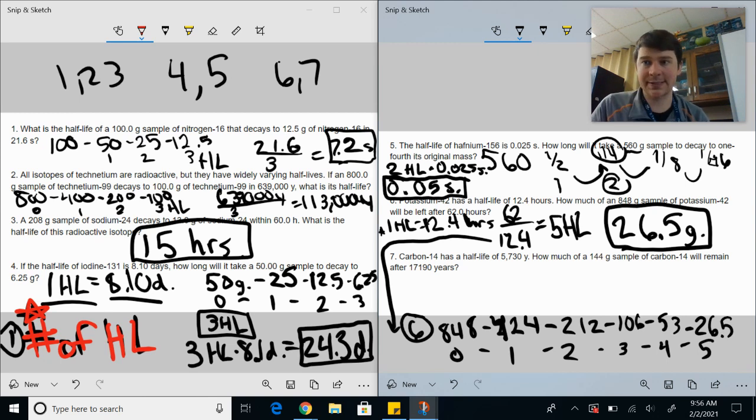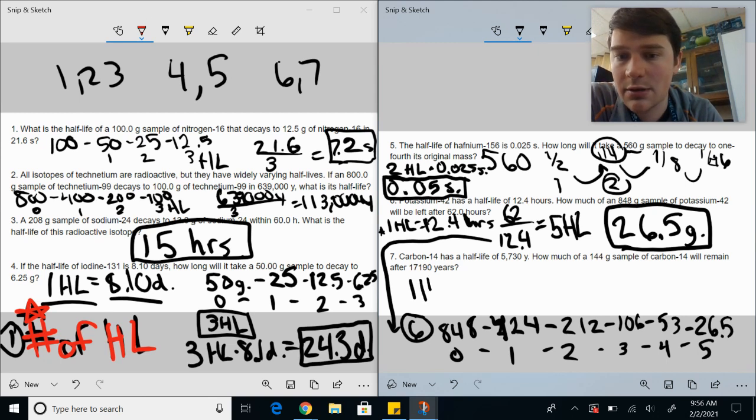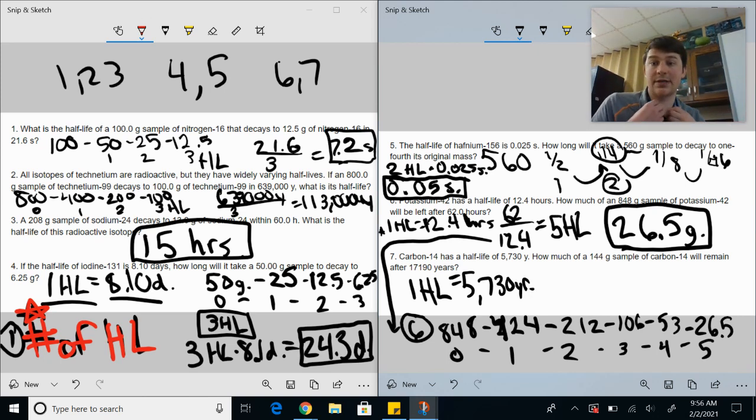All right, now number 7, and then we're going to be done. So this one says carbon has a half-life of 5,730 years. 1 half-life is equal to 5,730 years. That's a big half-life compared to what we have been working with. So then this one says how much of a 144 gram sample will be left after that many years?